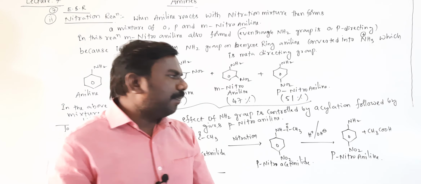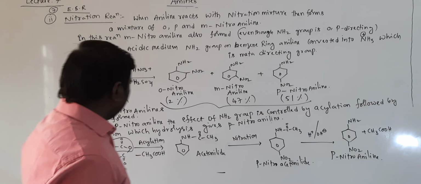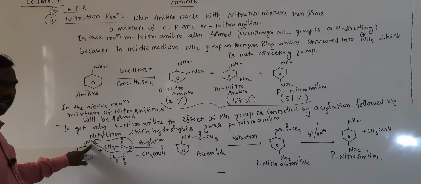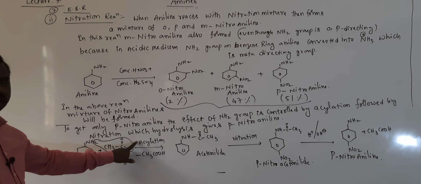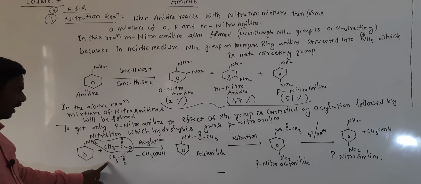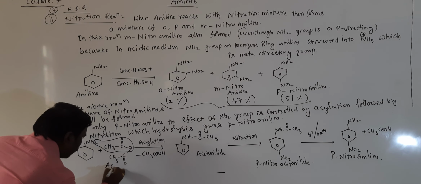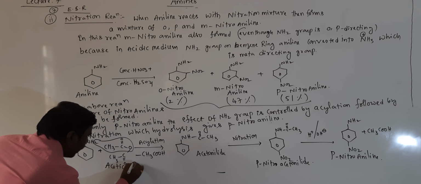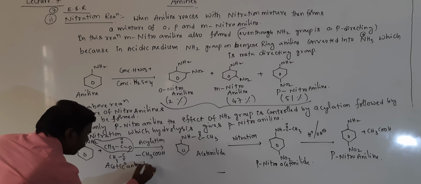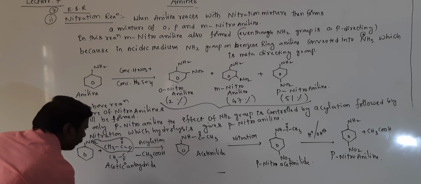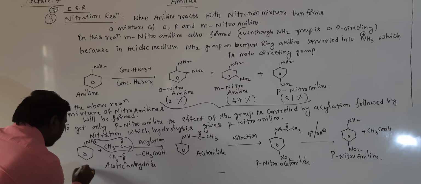To get only para-nitroaniline, the highly activating effect of the NH2 group is controlled by acylation with acetic anhydride. It is acetic anhydride, right students? Aniline it is.